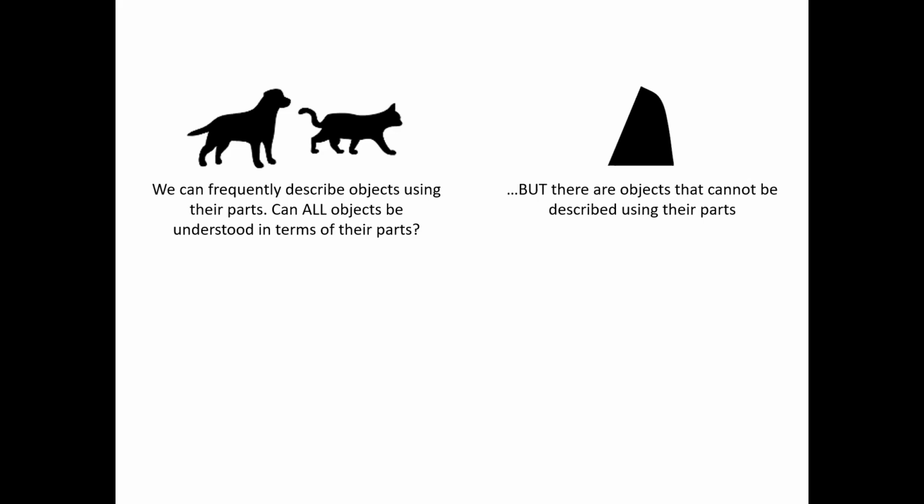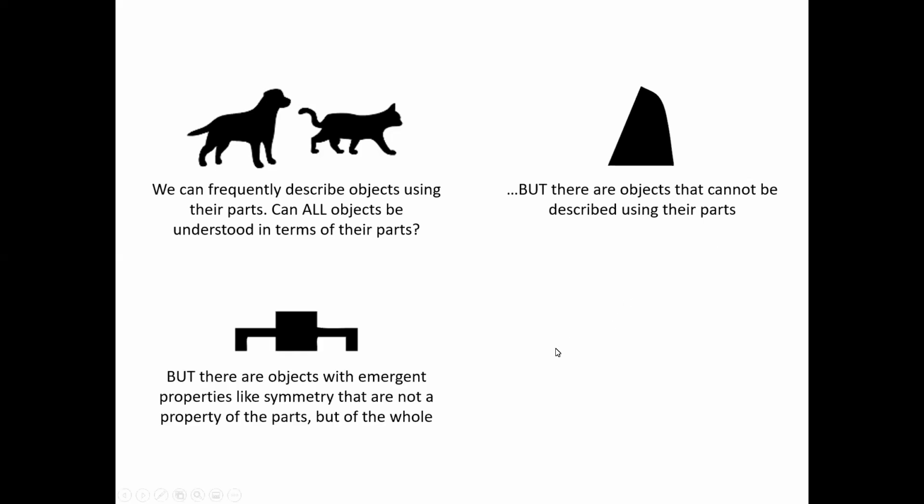But we leave that aside and just say that in the case of the dog and the cat, it's pretty obvious that they have certain identifiable parts, whereas there are other objects which can't really be described in terms of their parts. And then there are other objects which have emergent properties like symmetry. For example, in this particular case, the two parts of the object, because they're identical and mirror reflections, form this property of symmetry. So no one part of the object actually carries this property. This is generally thought of as a holistic property. It's not a property of any one part of the object, but of the whole. So that's another kind of issue.